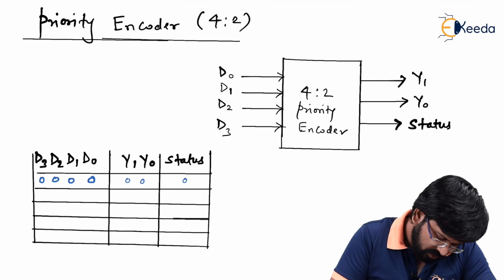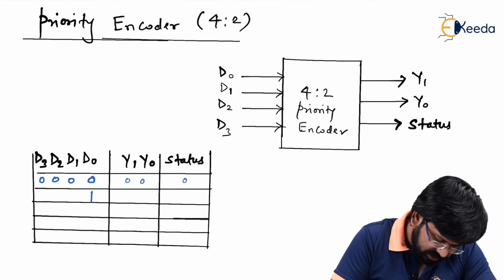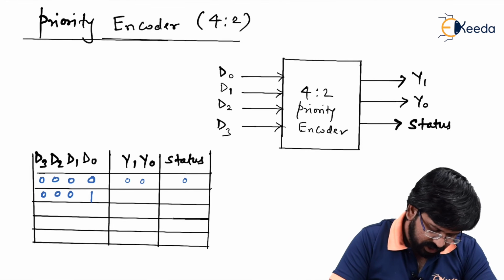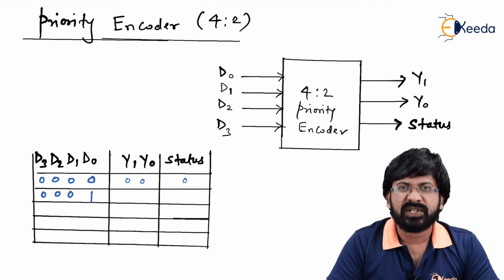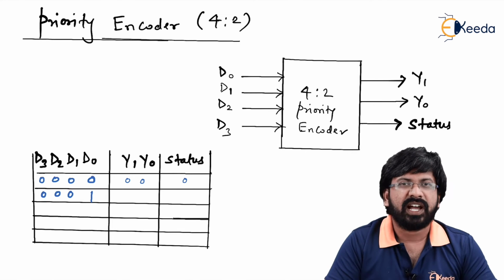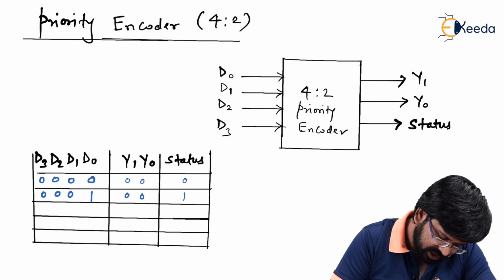So we'll see. For example, if D0 is equal to 1, then it is mandatory that D3, D2, D1 are set to 0. Since D0 is equal to 1, my question is, which input is fixed to 1? D0 is fixed to 1. So what is the decimal position for D0? It is 0. And what is the binary code for 0? Of course, it is 0, 0. But this time status becomes 1.